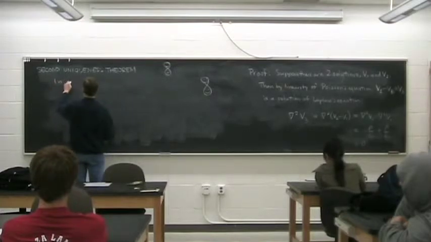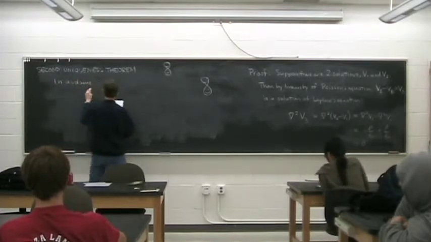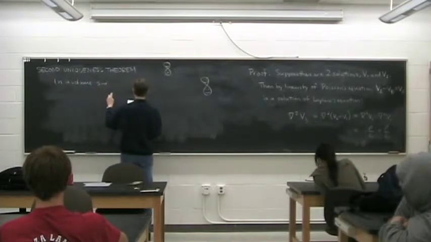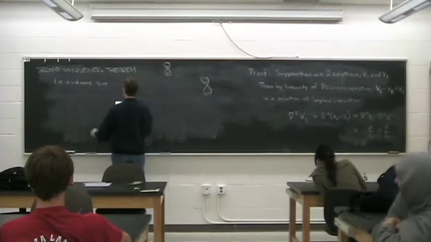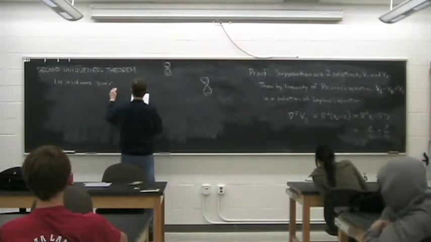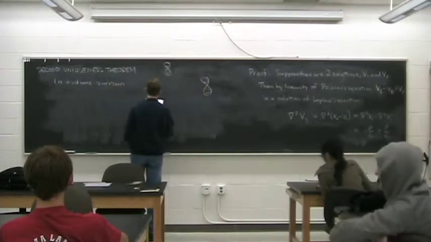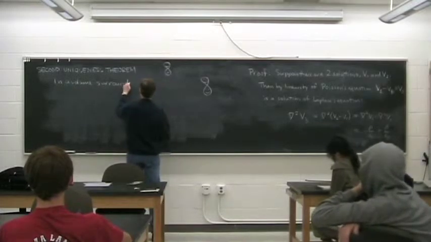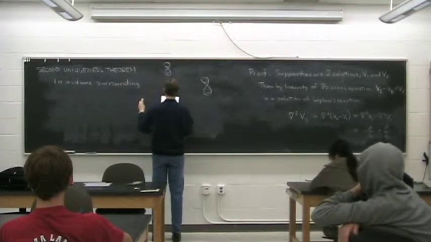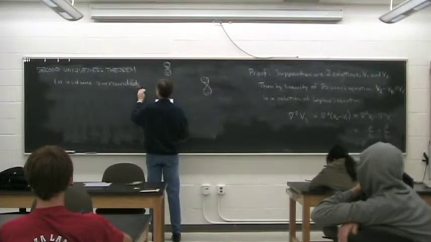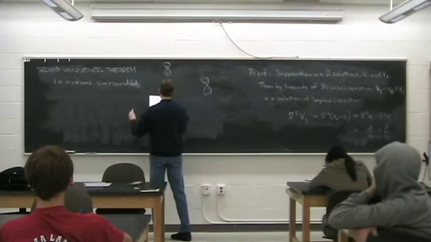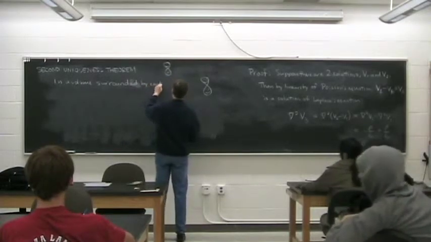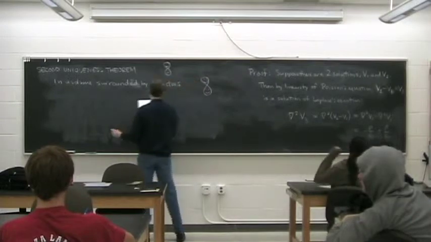Second uniqueness theorem says, in a volume surrounded by conductors and containing some specified charge density, the electric field is uniquely determined if the total charge on each conductor is specified. There, that's what I wanted to say. In a volume surrounded by conductors, that was very nice. I already said it in a glorious way, so now I'll just write it.